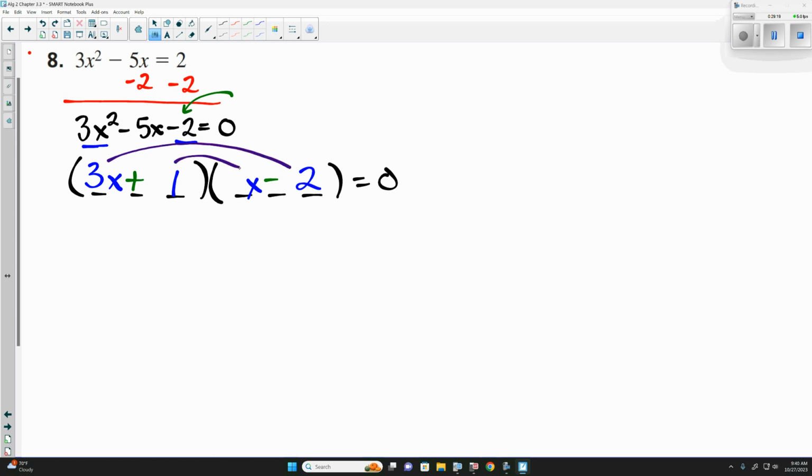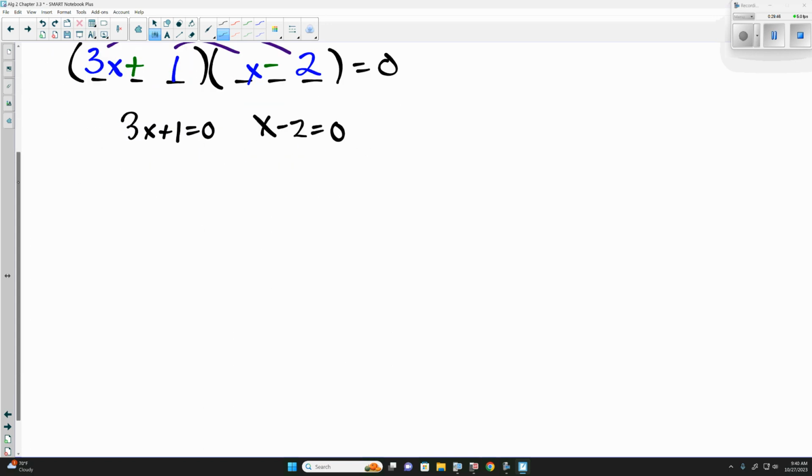3x times negative 2 would be negative 6x. 1 times x is plus x, which is negative 5x. Questions on how we got to this point here? Now at this point we can solve, since we have two things multiplied together to equal 0. One of them must be 0.